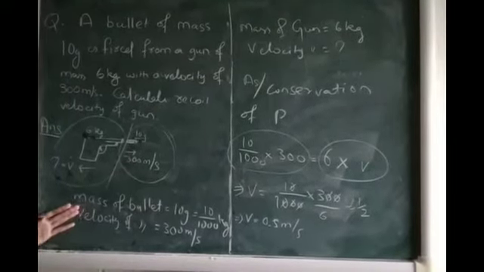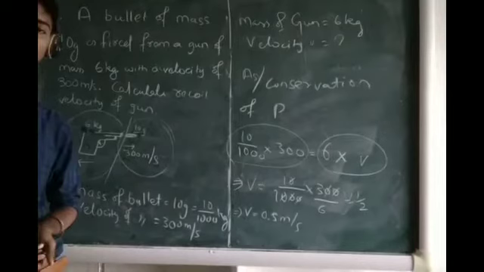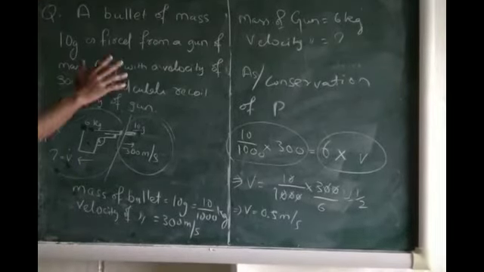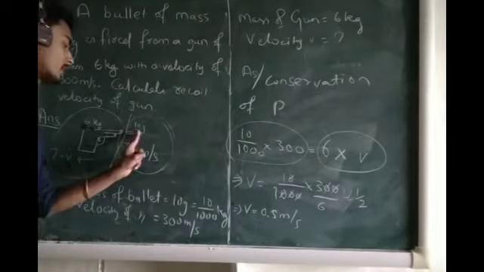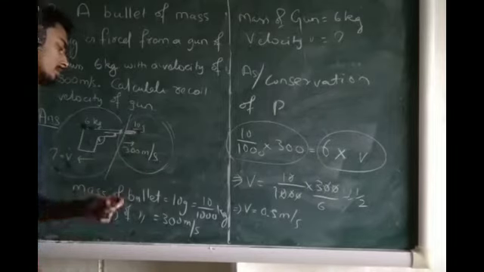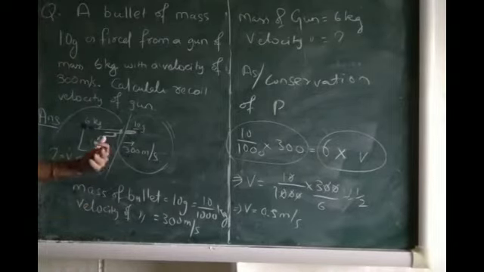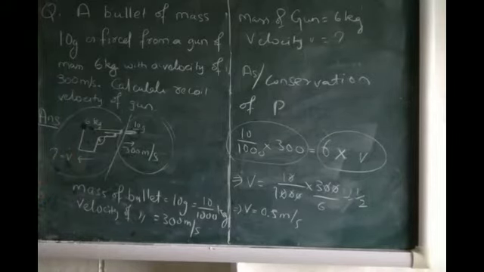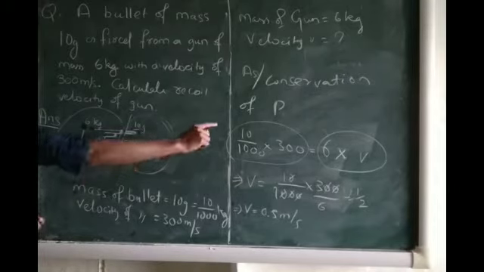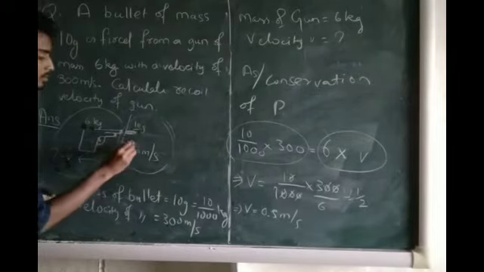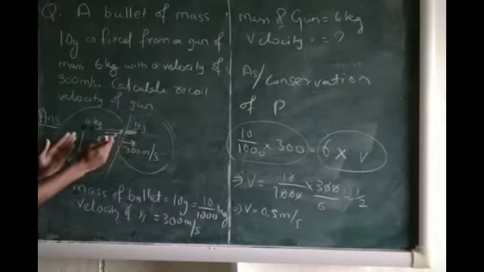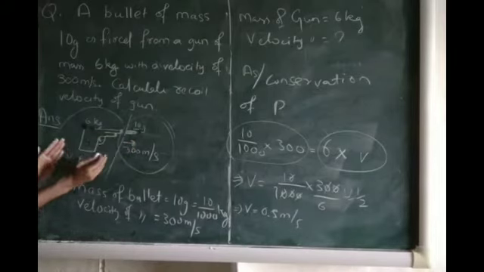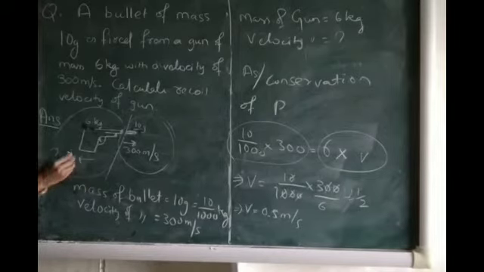Now let us understand the question one more time. The question is given: a bullet of 10 gram is fired with a velocity of 300 meter per second. What will be the recoil velocity? Whenever the bullet is fired in this direction, it also puts some amount of force on the gun, which makes the gun have a recoil velocity in the opposite direction. So what will be the velocity of the gun in that opposite direction?